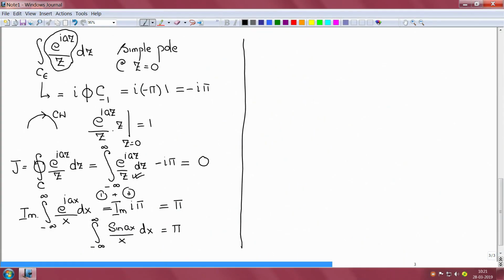Okay. So the problem is the same. Integral minus infinity to infinity sine ax over x dx. But this time we will include the pole in the contour. So how does the contour now look like?